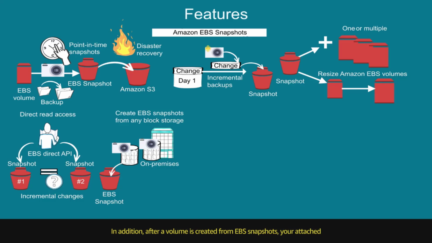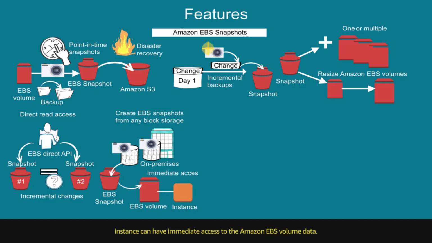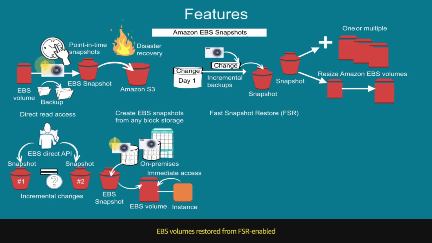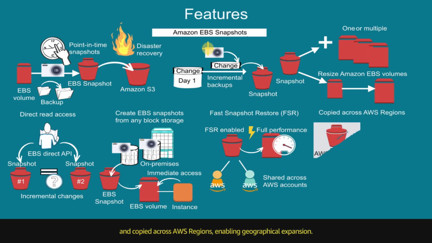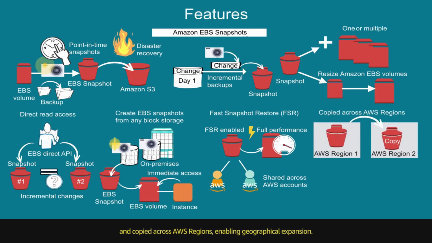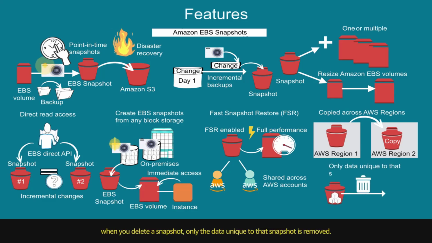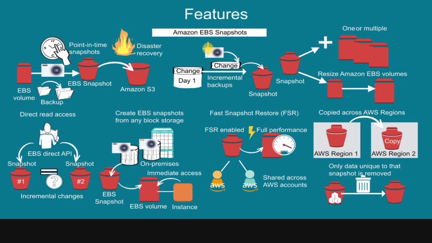In addition, after a volume is created from EBS snapshots, your attached instance can have immediate access to the Amazon EBS volume data. If you enable Fast Snapshot Restore (FSR) capability, EBS volumes restored from FSR-enabled snapshots instantly receive their full performance. EBS snapshots can also be shared across AWS accounts and copied across AWS regions, enabling geographical expansion. In addition, when you delete a snapshot, only the data unique to that snapshot is removed.